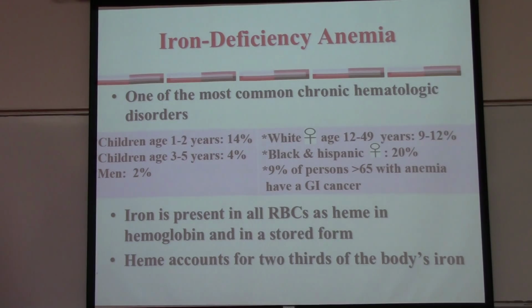When a person over the age of 65 has anemia, 9% of the time they have GI cancer. And that's what's causing the anemia. The GI cancer is causing a slow blood loss. So when grandma develops anemia, we've got to figure out what's going on here. She might have colon cancer, or grandpa might have colon cancer, and we'll talk more about why that works.